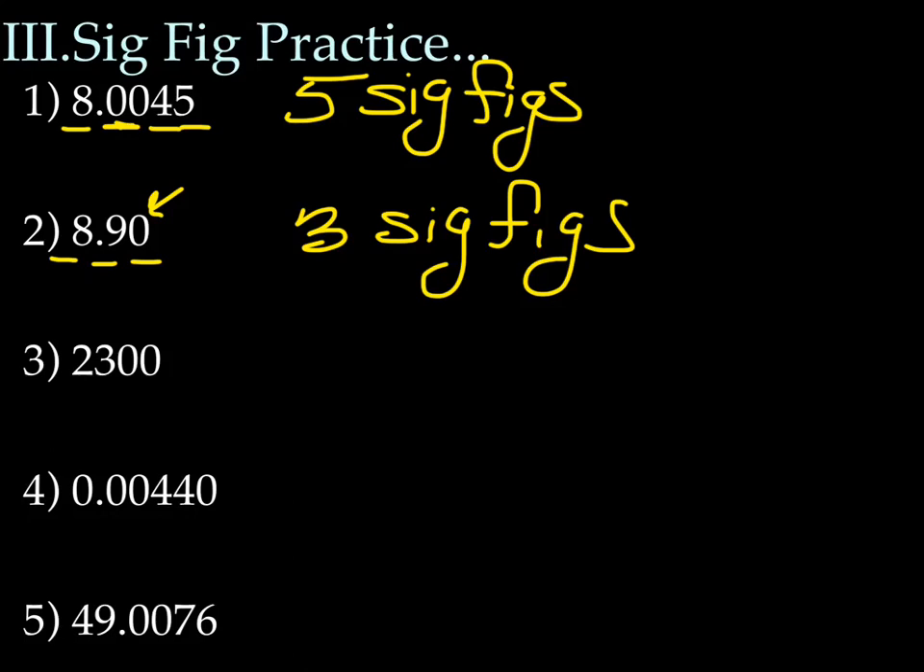Okay. Number 3, the 2 is significant and the 3 is significant. These 2 zeros here are not significant because they are not between 2 non-zero digits. They are not before or after a decimal. Okay? So this particular number only has 2 sig figs.